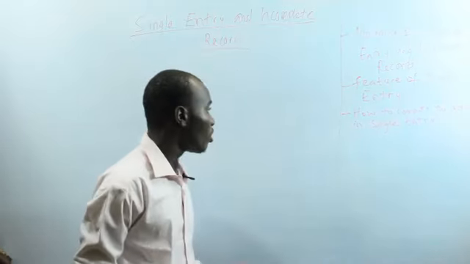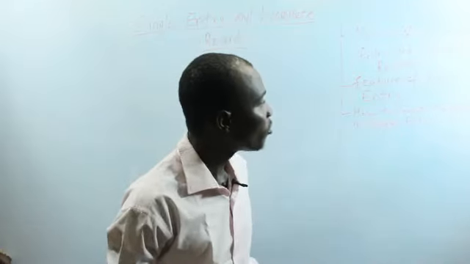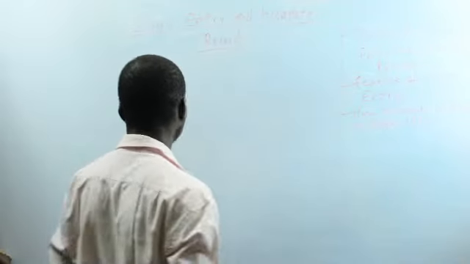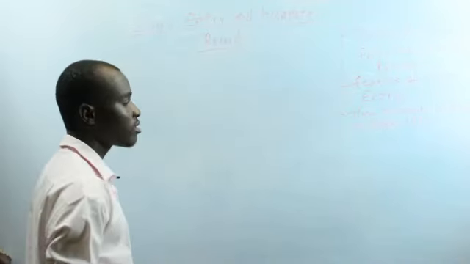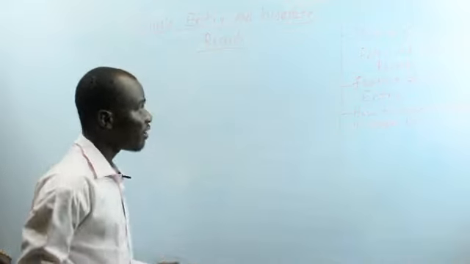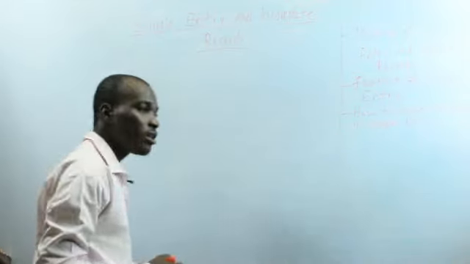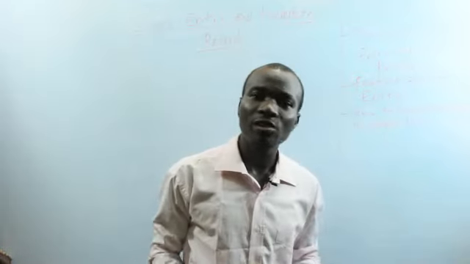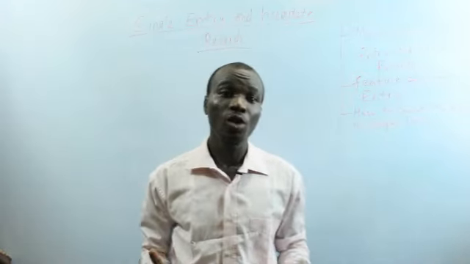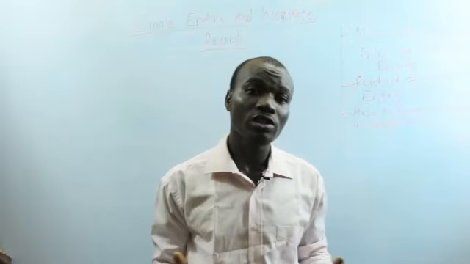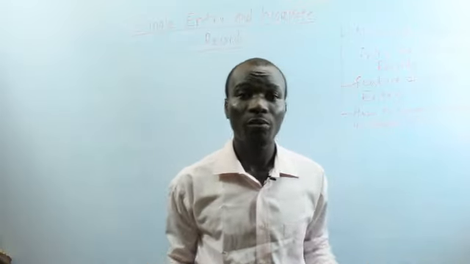And also, we're going to look at how to compute profit in a single entry bookkeeping. How can we compute profit in the system? So profit is calculated by comparing the closing capital with the opening capital. So if the closing capital is greater than the opening capital, there is a profit in the period. While also, if the closing capital is less than the opening capital, that amounts to loss.